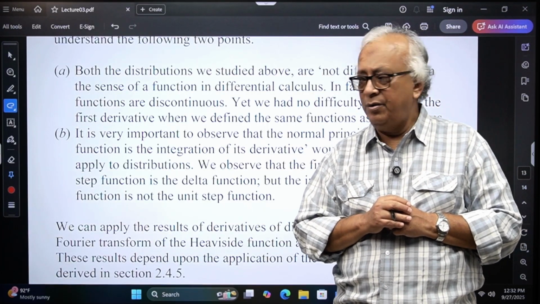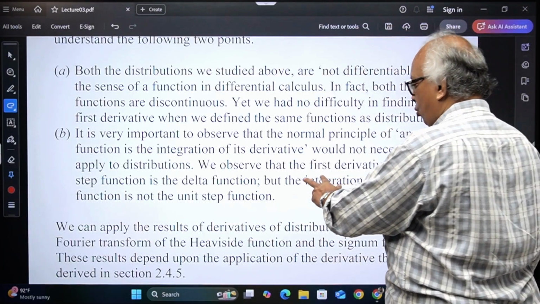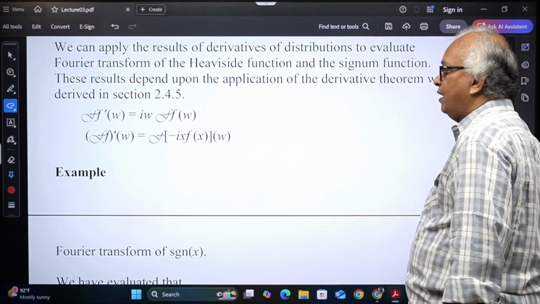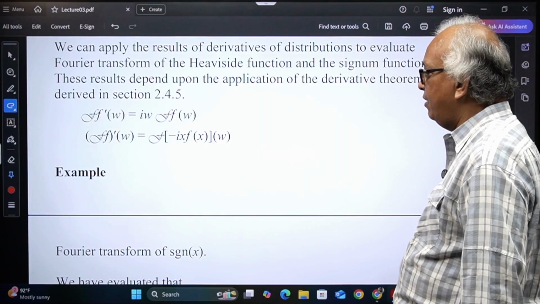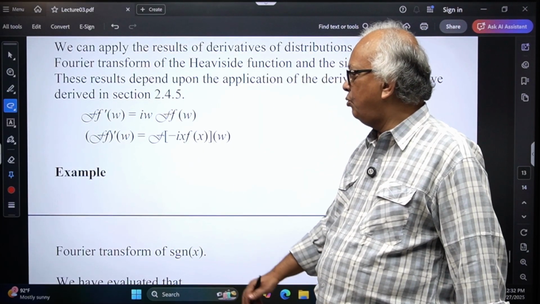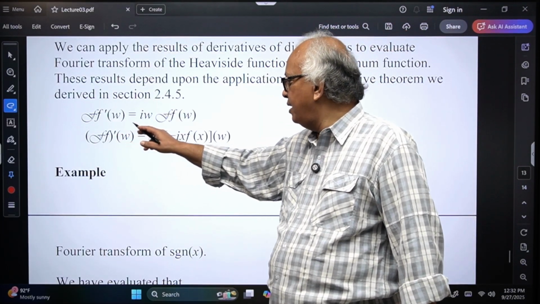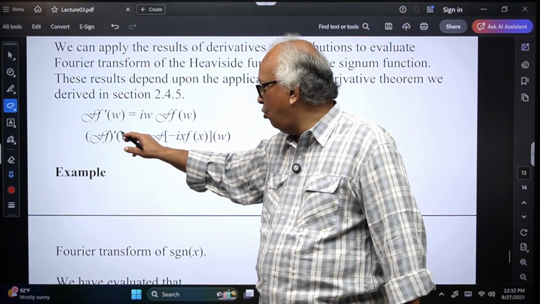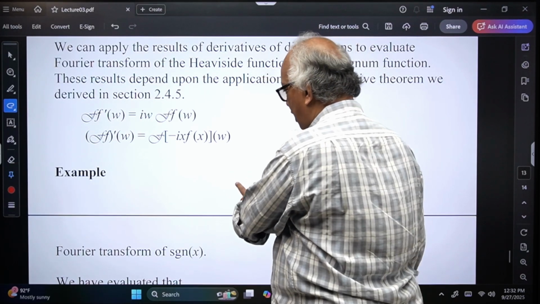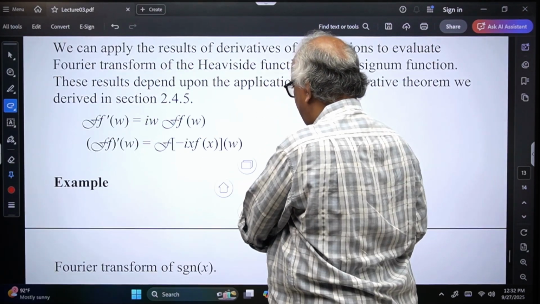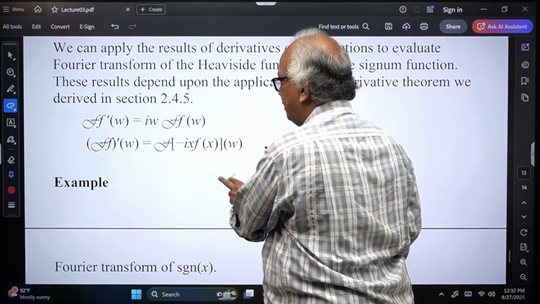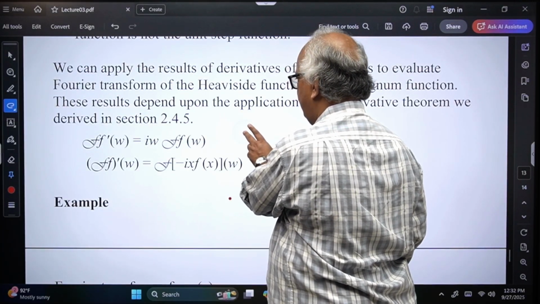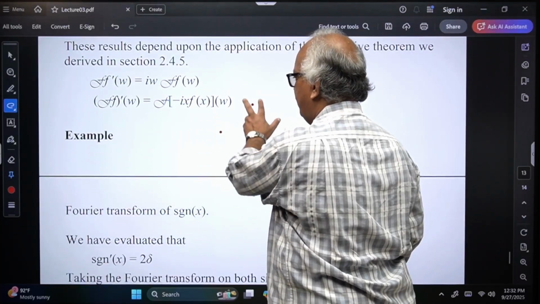New thing. Okay? We can apply the results of derivatives of distributions to evaluate the Fourier transform of the Heaviside function and signum function. Earlier we found that the Fourier transform of f prime is iw times the Fourier transform of f, and the Fourier transform of f whole prime is this. We will need this, so have a look at it.